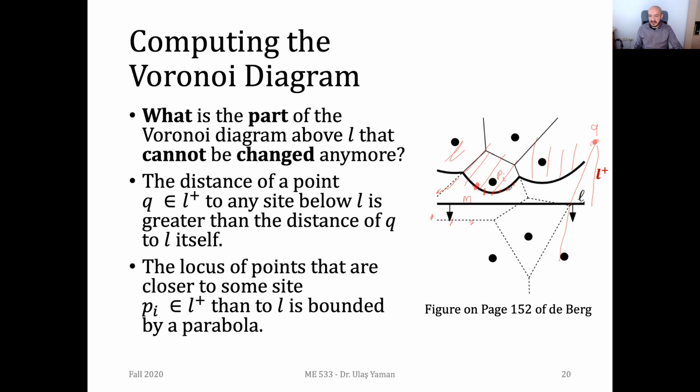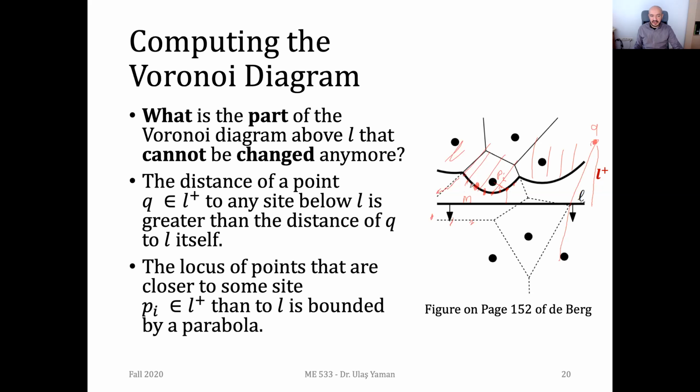If you compare the distance of this point to L and its distance to pi, that should be the same. So that's why this is the locus of the border around this Voronoi site. So the upper part of this border, let's say, belongs to that cell, but we are not sure about the region below these parabolas or the border. So this is the main thing.